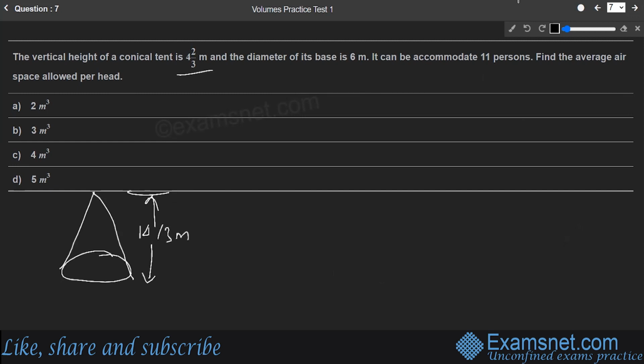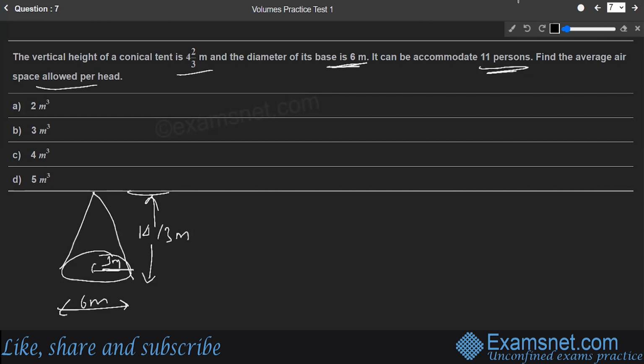This is the vertical height, and the diameter of its base is 6 meters. So if the diameter is 6 meters, the radius will obviously be half of it, that is 3 meters. Now it can accommodate 11 persons. Find the average air space allowed per head.